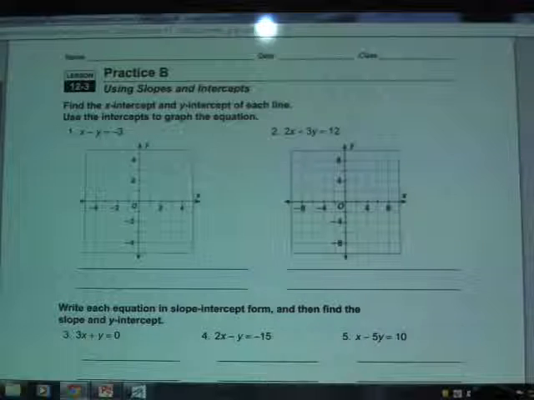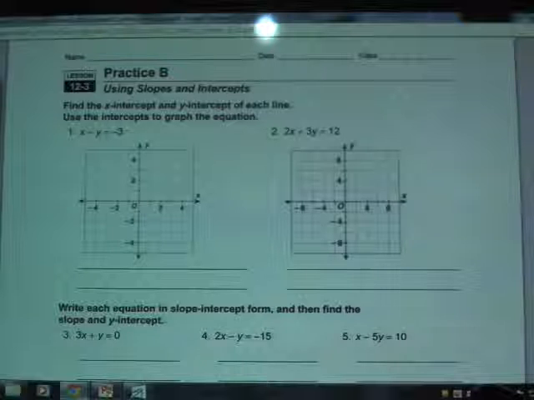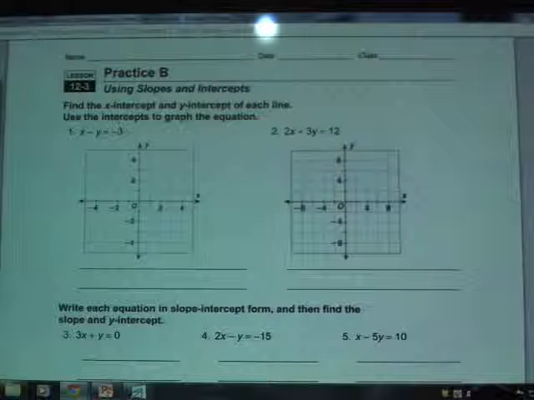This is the homework helper for Chapter 12, Section 3 in the 8th grade workbook using slopes and intercepts. Let's start off with questions number 1 and 2 here. We'll go ahead and tackle number 2. You're going to use the same approach, though, in question number 1.